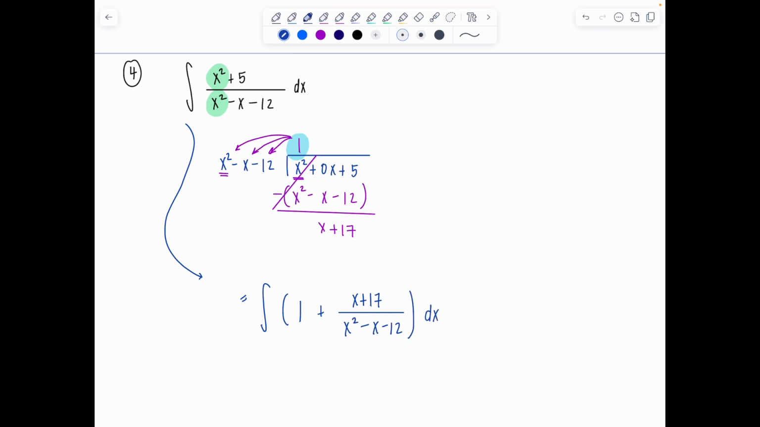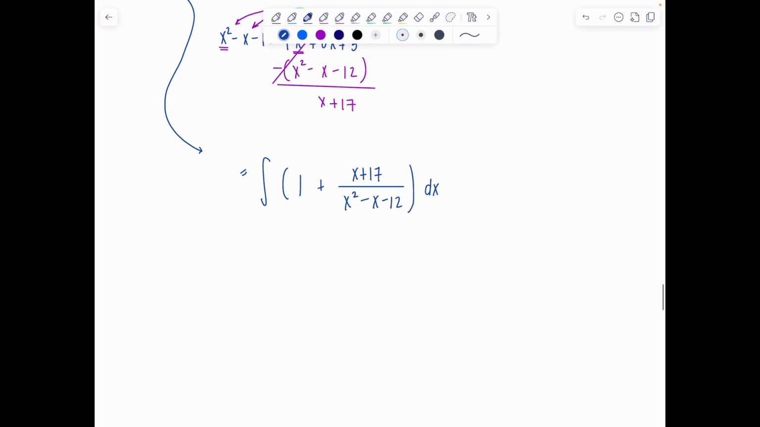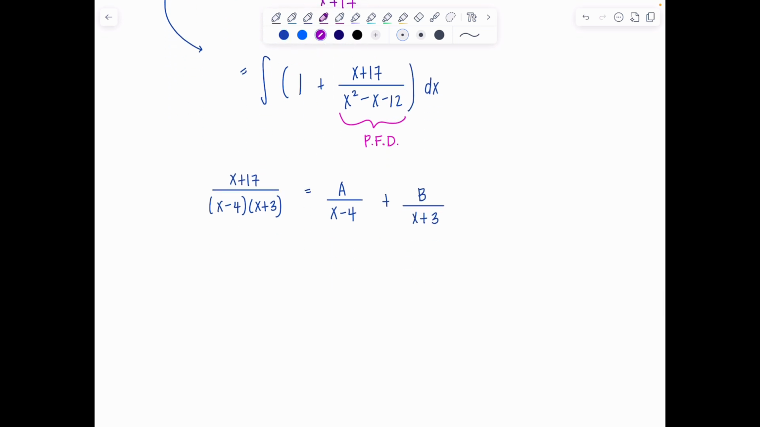Are we all right? Oh, good. So now, yes, it is partial fraction time for the remainder portion, basically. So let's say we've got x plus 17 over x minus 4 times x plus 3. Those are both linear factors, so we'll have just constant A over x minus 4 plus B over x plus 3. Multiply through by x minus 4 times x plus 3. And what do we have? So we've got x plus 17 equals A times x plus 3 plus B times x minus 4.